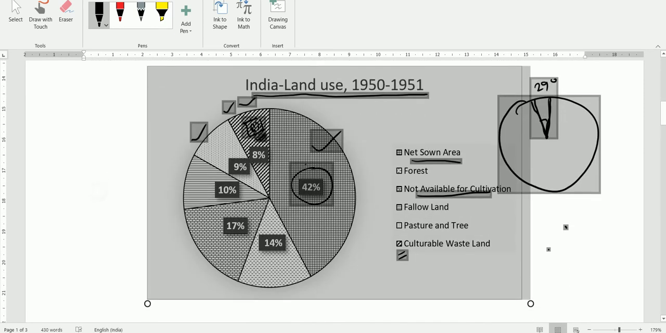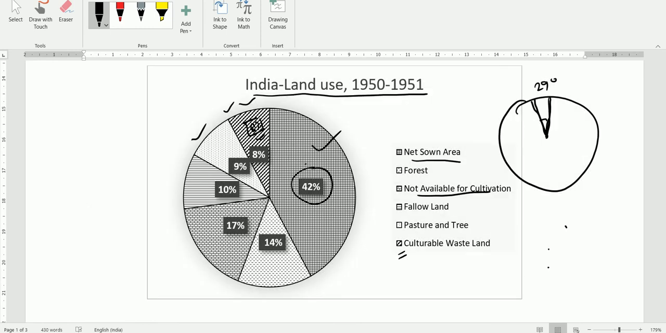And for this, instead of these patterns, you may use colors also, if you desire. Okay, but it is better to use the patterns. Use pencils and draw patterns in this way. And don't forget to write the index here.